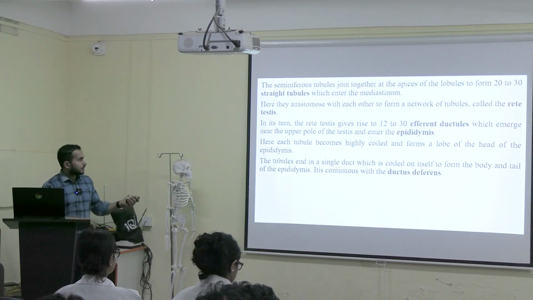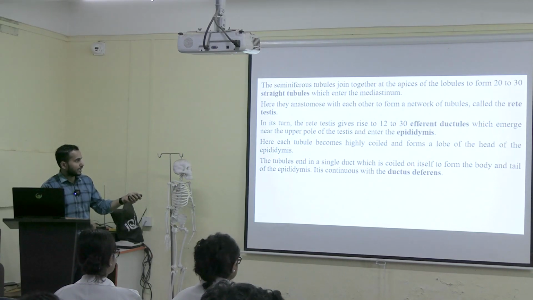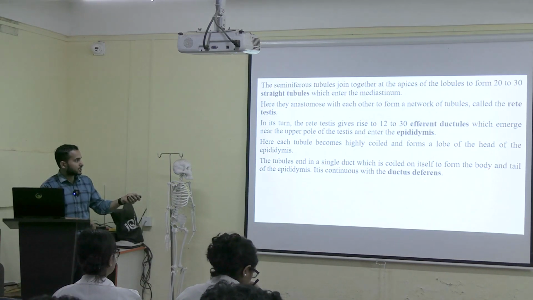Here you can see each tubule becomes highly coiled to form a lobe of the head of the epididymis, and these tubules end in a single duct which is coiled to form the body and tail of the epididymis, and this epididymis is continuing as ductus deferens or vas deferens.